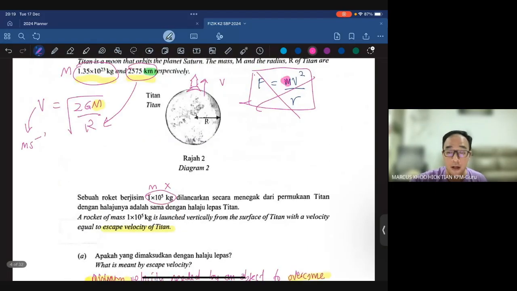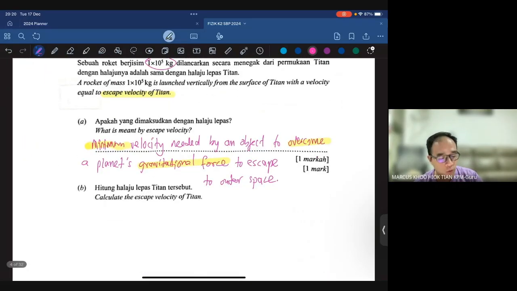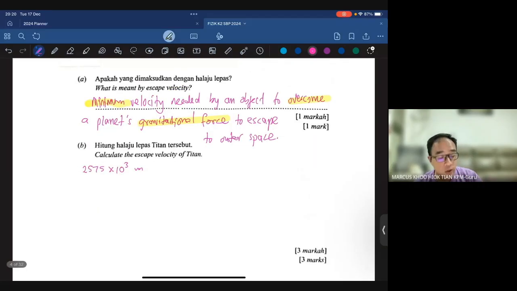I don't think it's a very big issue, but I think you should always aim to answer according to the SI unit. I think it's always safer to do it that way. So the first thing you've got to do is change the 2575 kilometers to meters. So it's just 10 to the power of 3. And then you substitute it in.